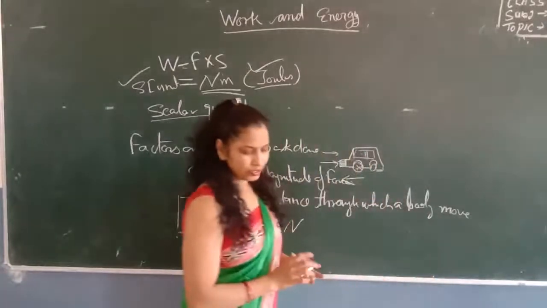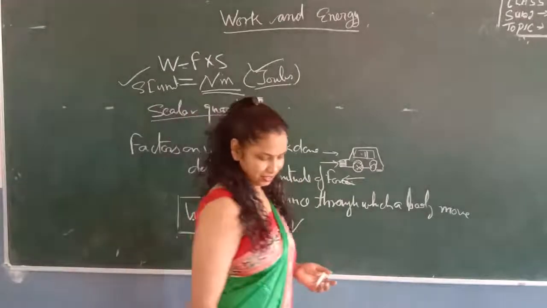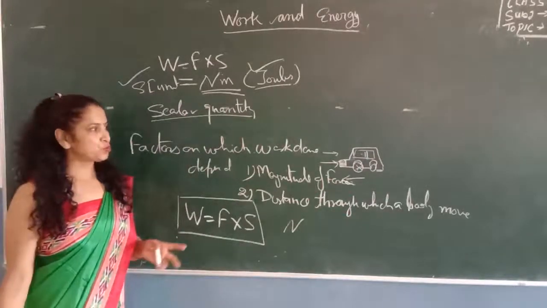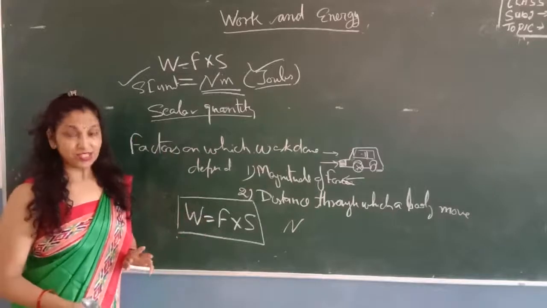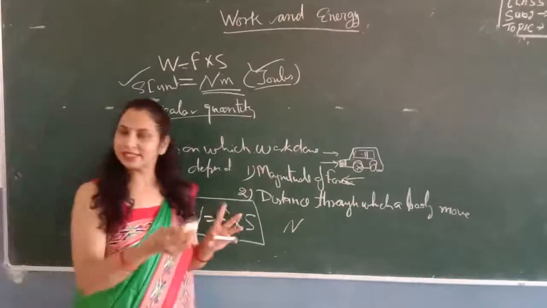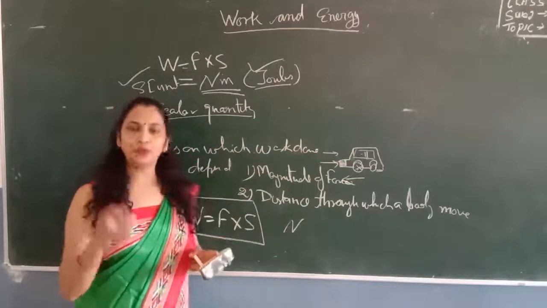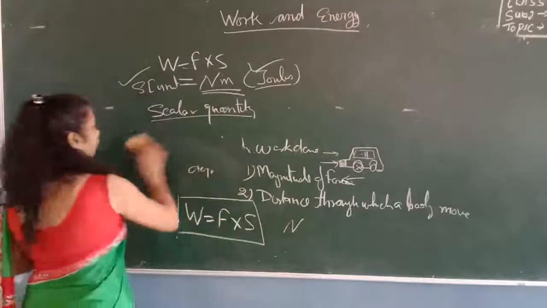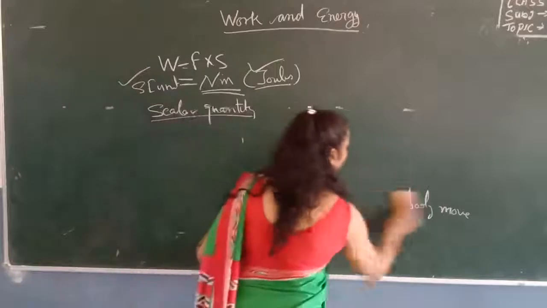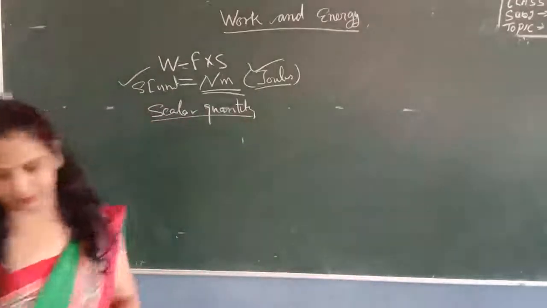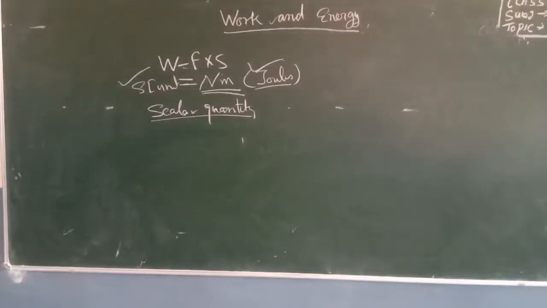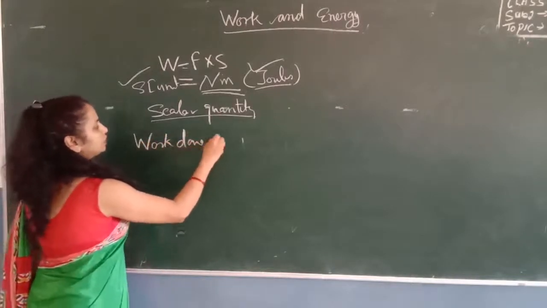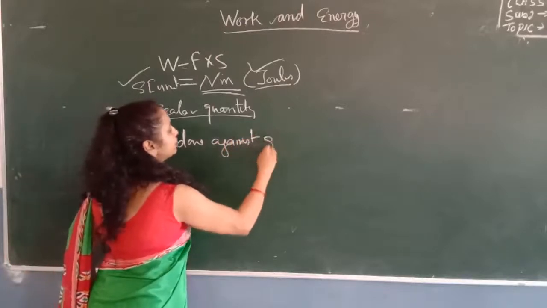Now let's talk about the work done against gravity. I give you one example. Suppose you bring 2 bricks to the roof of the house. In this case, you have to do some work against gravity. Since you are moving against gravity, you have to do work against it. So how can we find the work done against gravity? Work done against gravity.